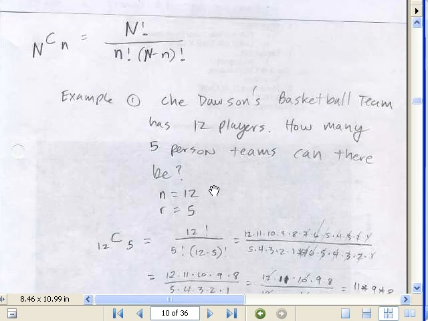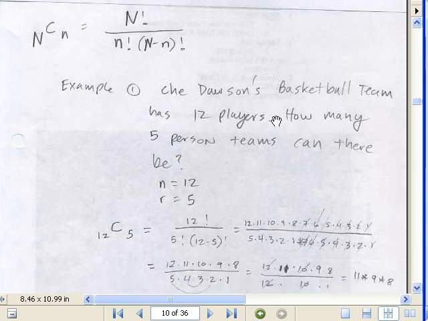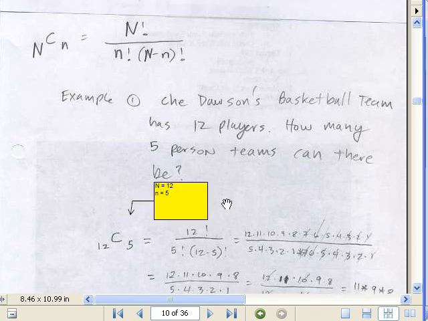Before we look at the population sample example, I just want to give you a nice, straightforward, easy to understand example for our combination. Here's Che Dawson. He is the basketball coach here at Highline. Che Dawson has a team, and he has 12 total players, and he needs to figure out how many 5-person teams there can be. Oh, that's got the wrong notation there. That's little n, and that's big N. All right, so there's a big N equals 12, and the little n is 5.